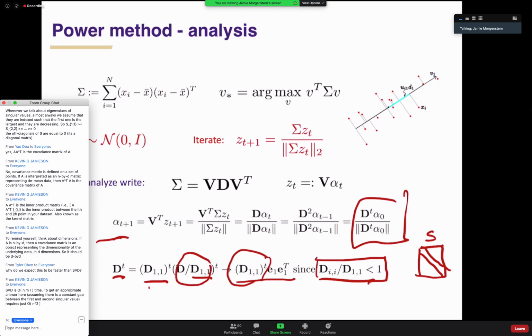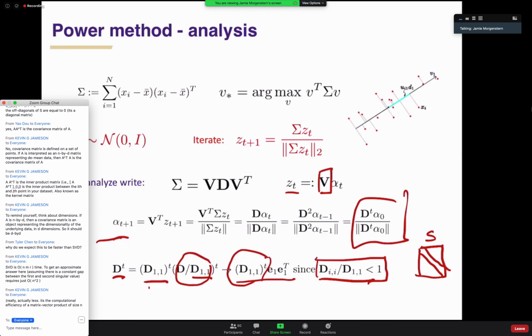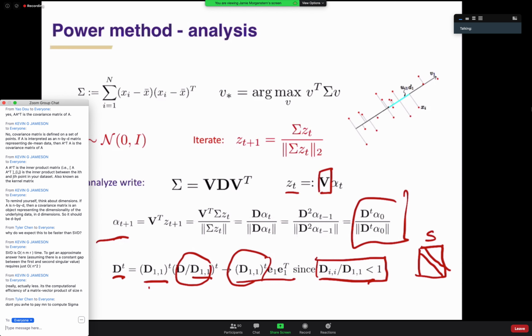Yeah, so we're just saying that we can write ZT in a way, in the basis represented by V. Right? So we want to represent the vector we're thinking about in round T as a linear combination of the various vectors in V, and alpha T just corresponds to how much we're weighting those different directions. Does that help? Yeah, I think so. Thanks.